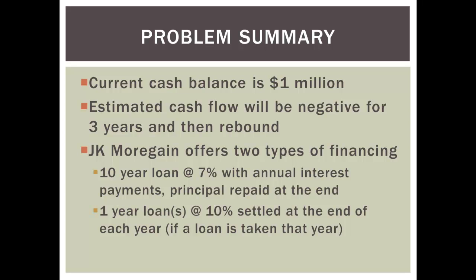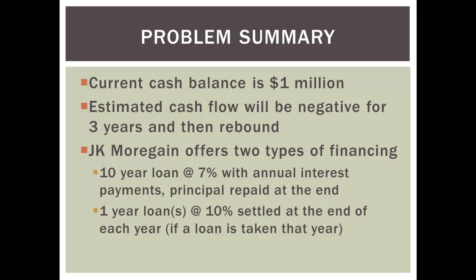Now you've got to stop and think about this. There are pros and cons to each situation. The 10-year loan locks in a lower interest rate. So it's predictable. They know what the interest payments are going to be. They know what the principal payback will be at the end of year 10. Now, of course, things could happen here. The interest rates could stay the same over the next 10 years, which is not likely.